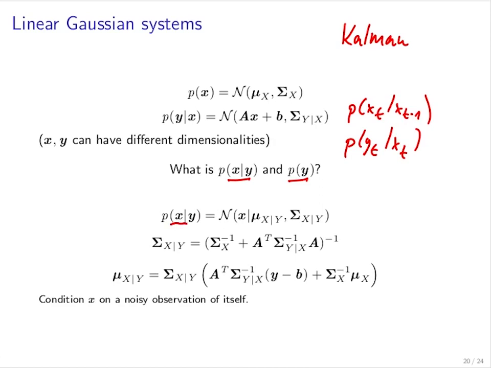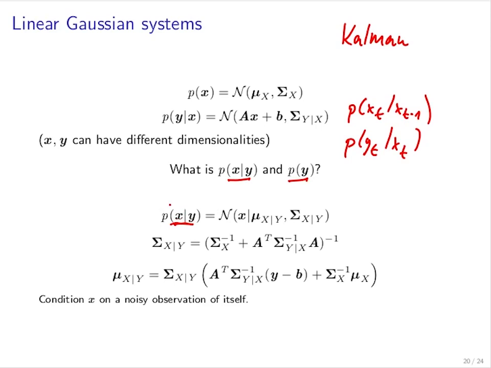So we can give p of x given y in this form. It's a Gaussian again, it has this covariance matrix, and it has this mean. And actually what you're doing here is, well, y depends on x, and if you're asking what's p of x given y, then you're saying, I would like to know x given that I have a noisy version of it. So this is what is represented here.